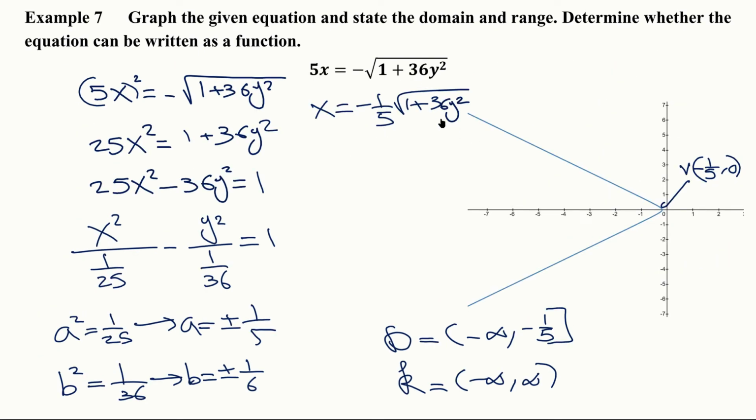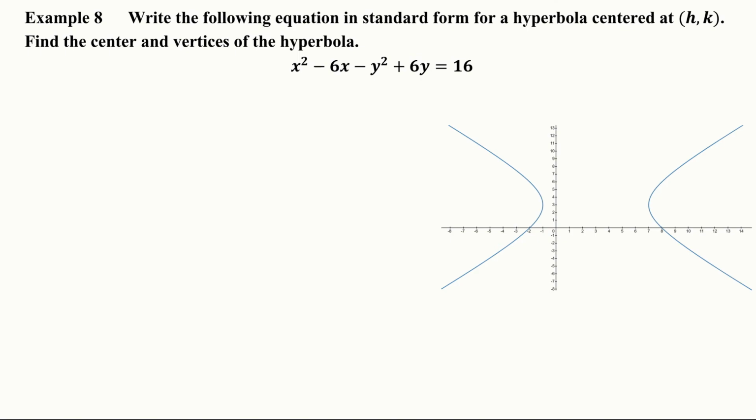Notice this one you cannot write as a function because it fails the vertical line test. So there's no way you're going to come up with an equation that gives you this curve, which is a function. All right, so that's that. Here's an equation given to you. It's not in standard form, so we're going to put it in standard form like we did with the case of the ellipse, and then the rest is very easy.